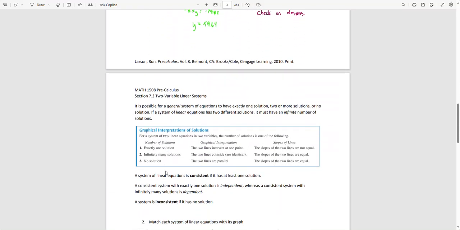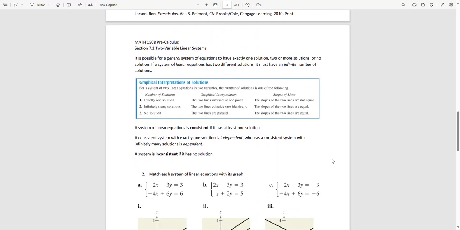All right. So let's talk more about these systems. It is possible for a general system of equations to have exactly one solution, two or more solutions, or no solution. And by two or more solutions, we actually have infinite solutions. Well, this is in general. But if we limit it to a linear equation, if a linear equation has two different solutions, it must have an infinite number of solutions.